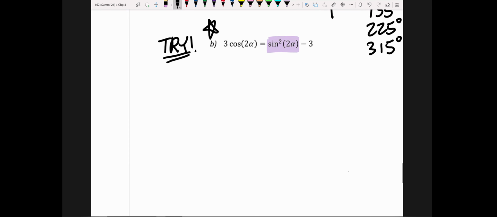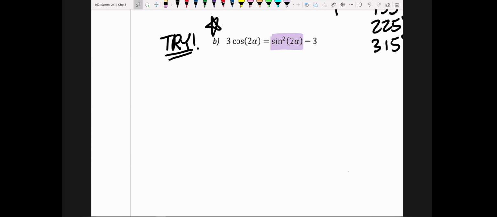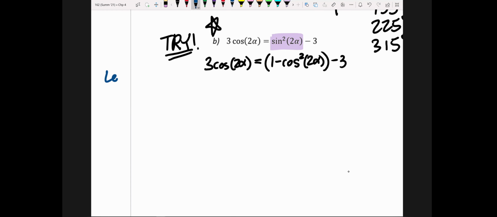Okay, so we'll start with Justin. What is sine squared of 2 alpha equivalent to? 1 minus cosine squared 2 alpha. Correct. So the input stays 2 alpha. Okay, and then here I would rewrite the cosine of 2 alpha as a to help with isolating cosine of 2 alpha.